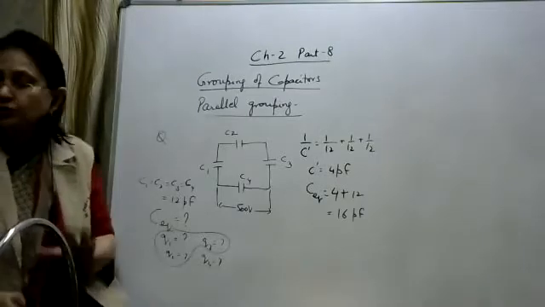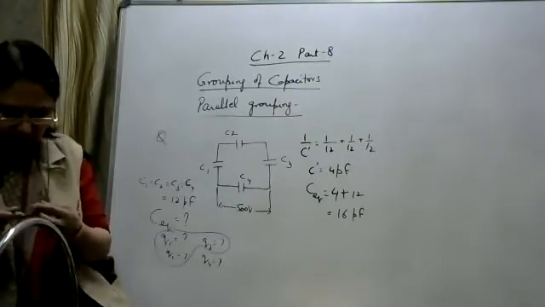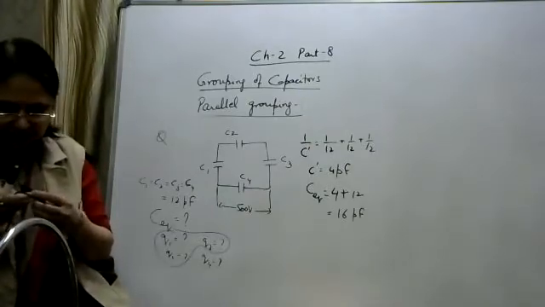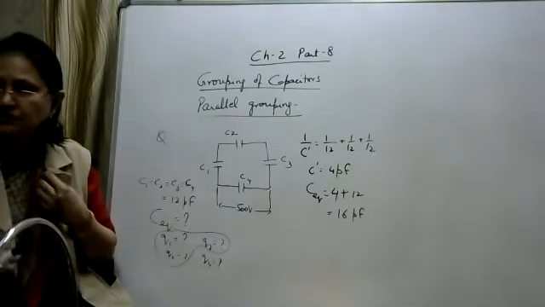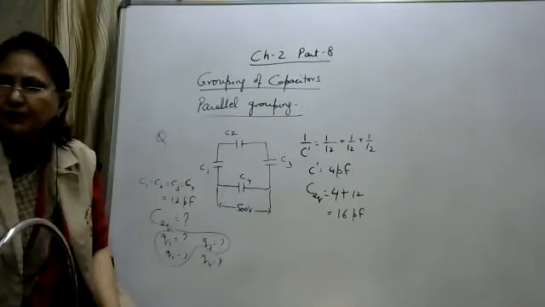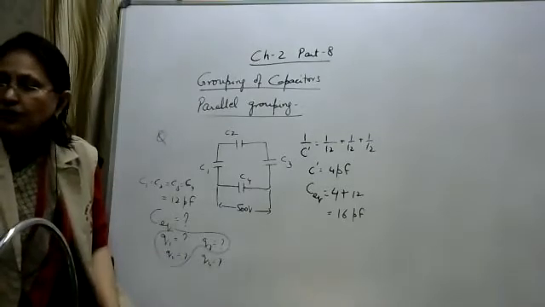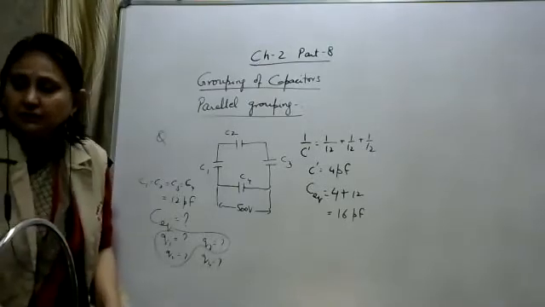Yesterday we studied grouping of capacitors: series grouping and parallel grouping. In series grouping, the capacitors are connected one after the other. When capacitors are connected one after the other, we say that such a grouping is series grouping. Two points to remember over there.